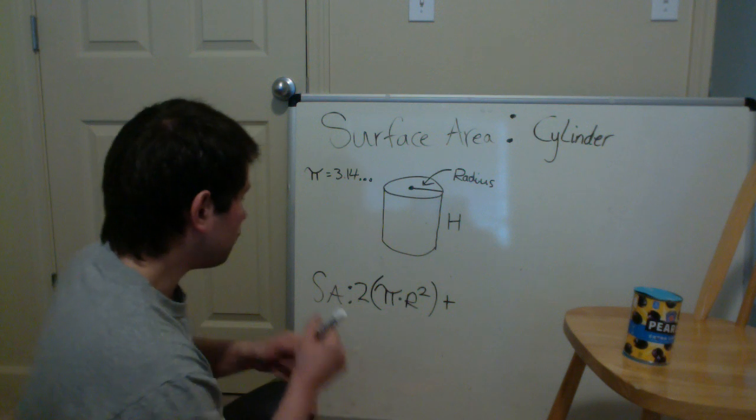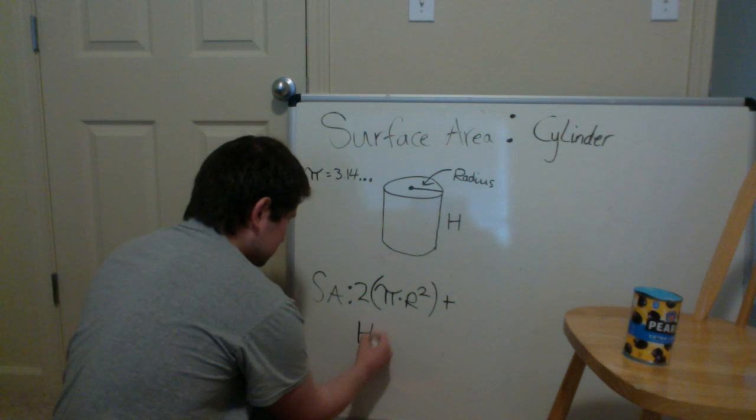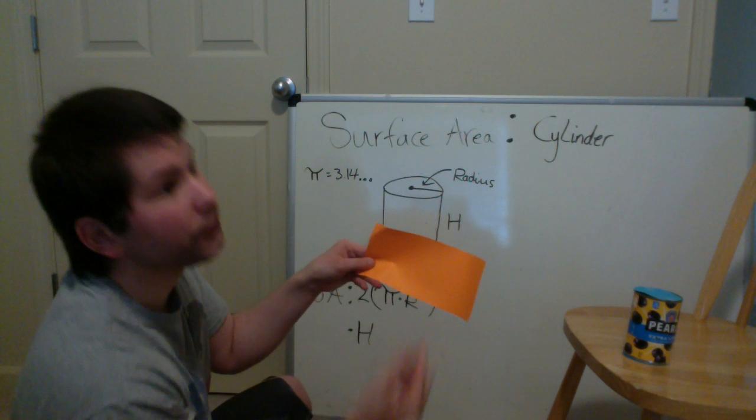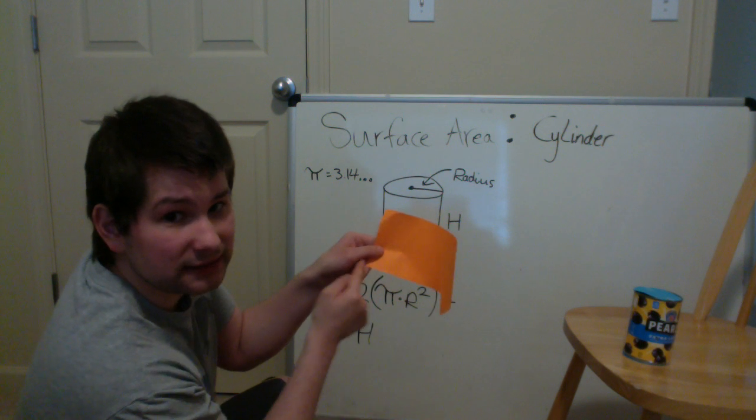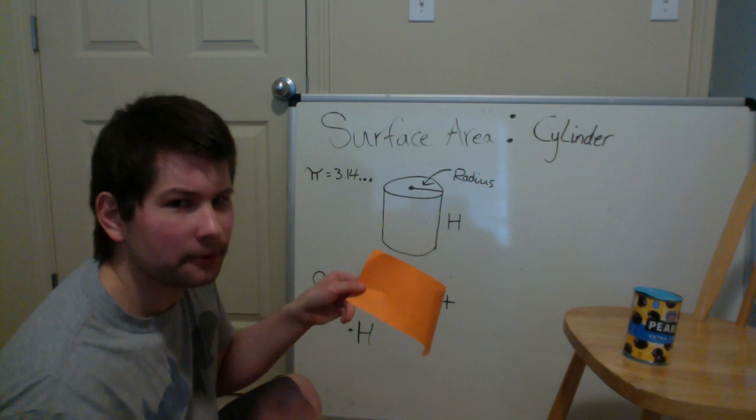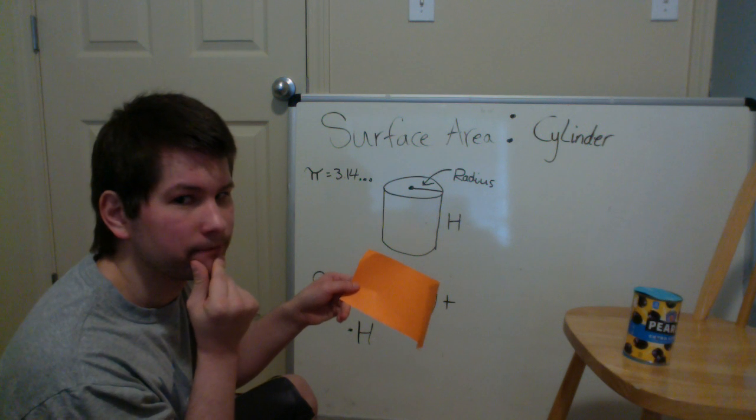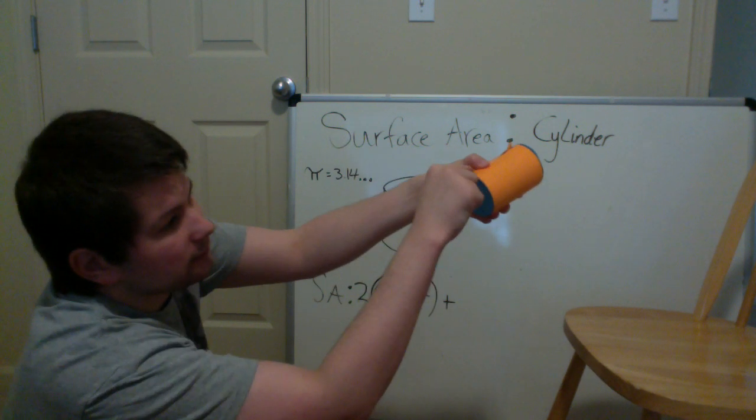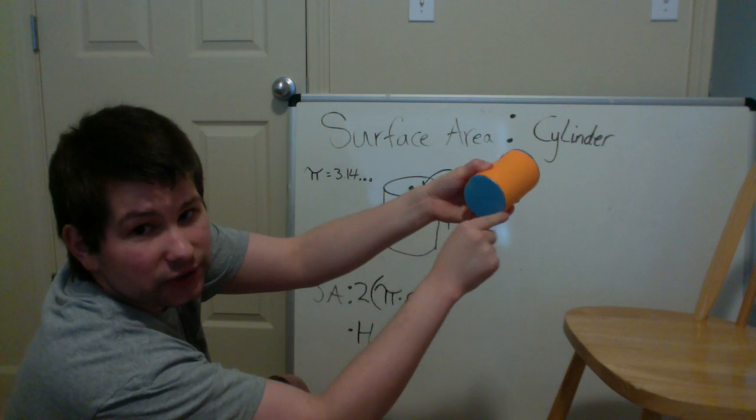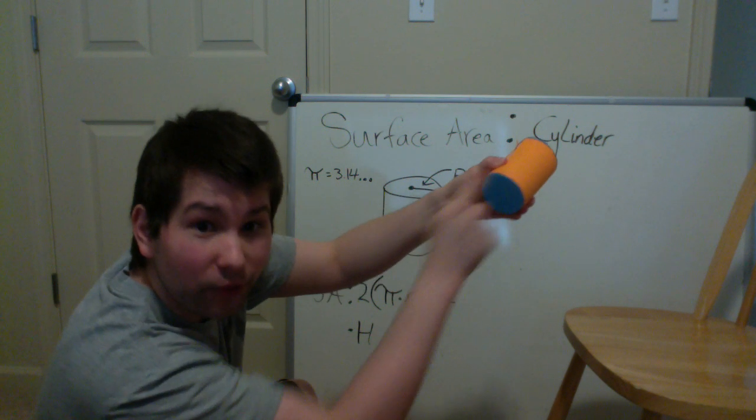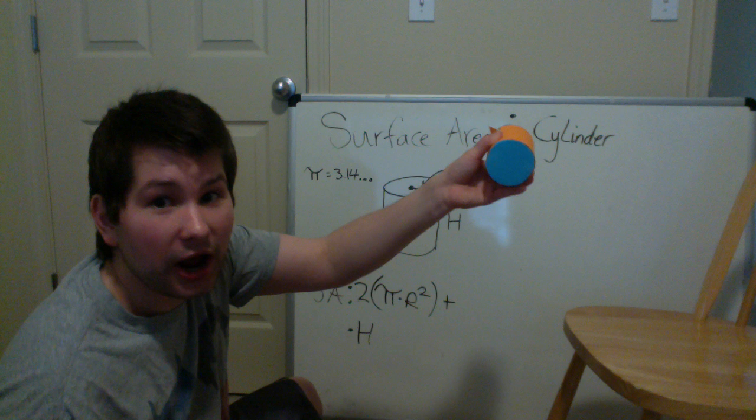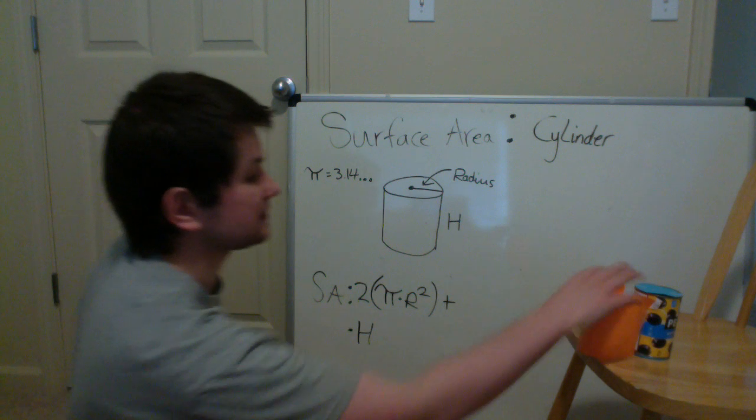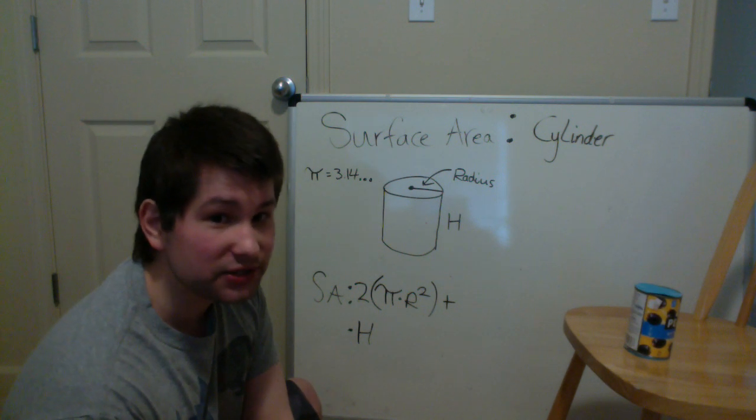Okay, so the rectangle's area is going to be height times what? Or, in this case, you could think of it as width. That's right, it's going to be this length here. But what is that length? Well, if I put it back on here, you'll notice that the length goes all the way around this circle. So it's the distance around this circle. What do we call that distance? The circumference, right.